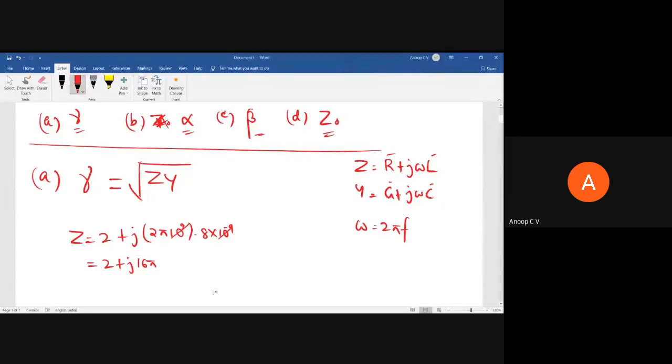So Z is equal to 2 plus j 16 pi. So we got Z equal to 2 plus j 16 pi. Similarly, I should find out what Y is. Can you just do that? Can anyone please find out Y? What is Y?